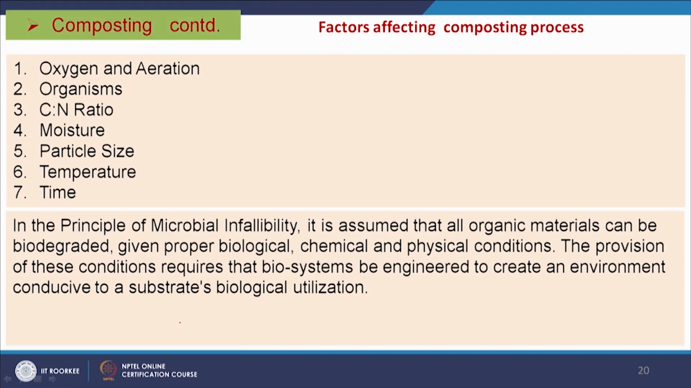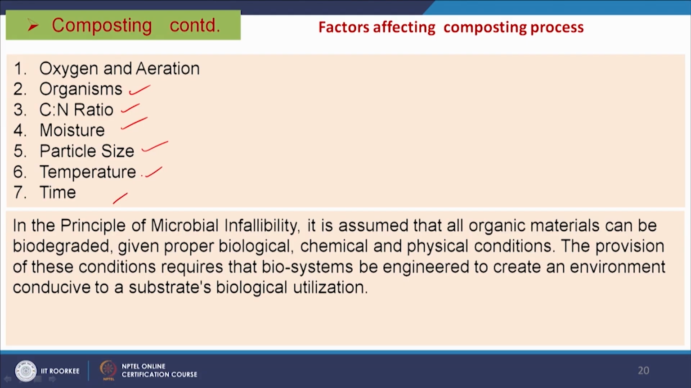We will see different factors which influence the performance of the composting process, like oxygen and aeration. The type of organisms we are using will also influence the performance. Carbon and nitrogen ratio, that is 20 to 30, that is C by N ratio, and moisture is also an important factor for the biological growth. Then the particle size is also important because aeration, air diffusion will be influenced by this. Temperature is necessary for the microbial growth, and time is also required for the degradation of the organic compound.